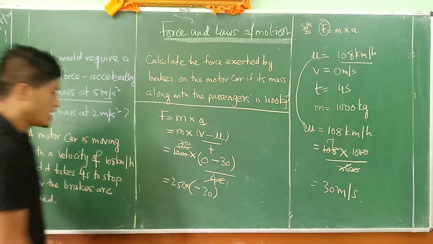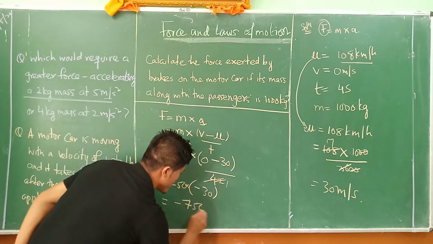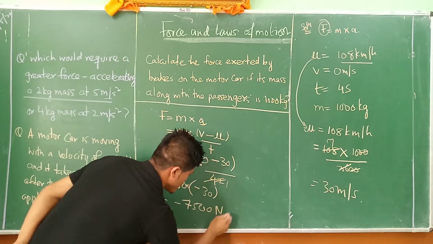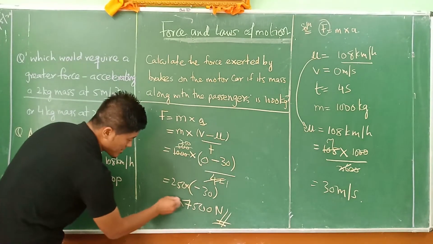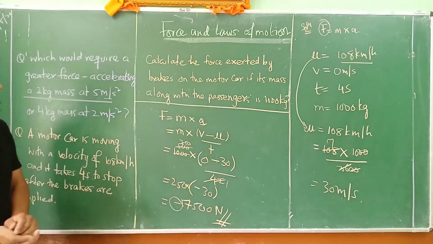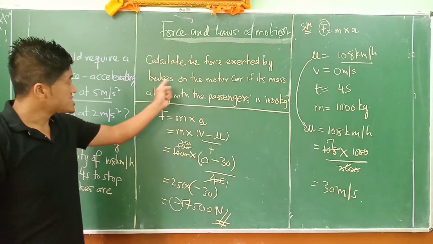Right? Okay. Now when you multiply these two, what will you get? Minus 7500 Newton. Now look here. Our answer is coming in minus. Why? Now look here. Calculate the force exerted by the brakes on the motor car.